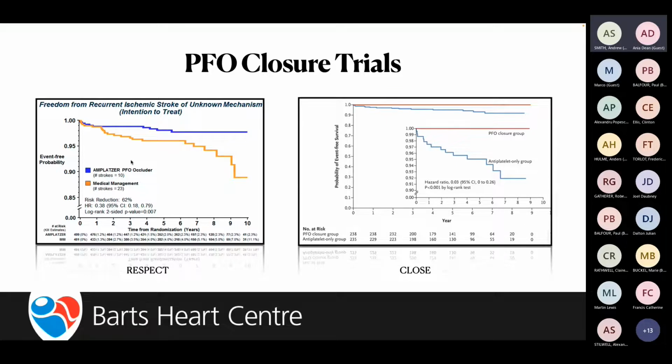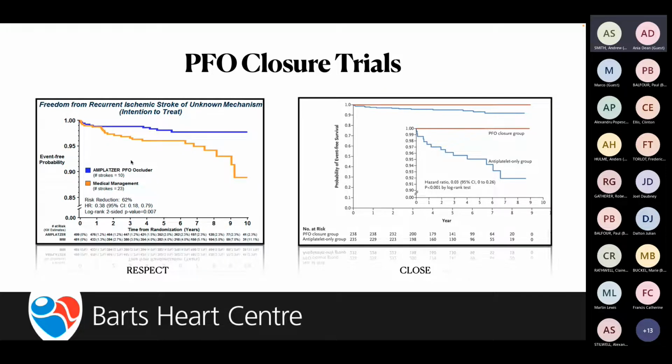You can see RESPECT on the left. The purple line is those patients that underwent PFO closure with an Amplatzer occluder, which was the original occluder. And the orange line is those that had medical management. And you can see that after about 18 months, the lines start to separate. And then when you go out to 6 or 7 years, you get quite a marked change in outcomes. And a similar story on the CLOSE study on the right-hand side.